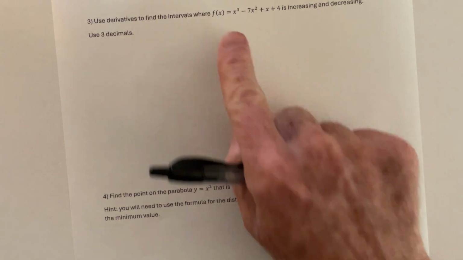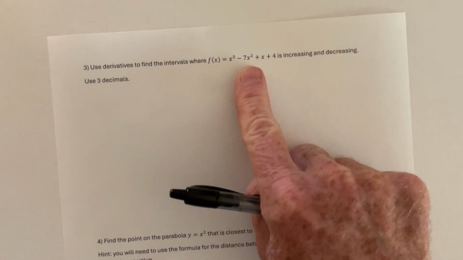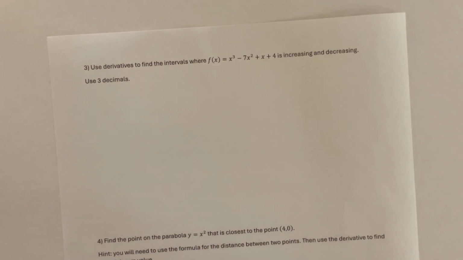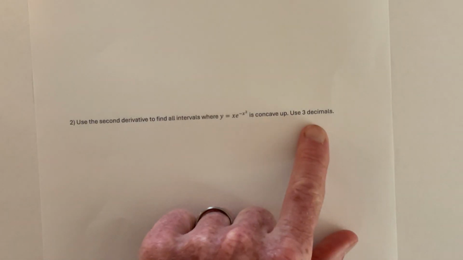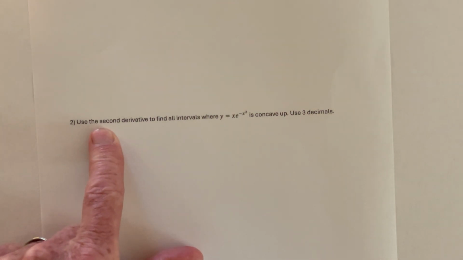So this is similar, although when you take the derivative and set it equal to 0, you'll probably have to use the quadratic formula, and that's how come I said use 3 decimals. And then similar on this one, use 3 decimals, so you're probably going to have to do some algebra after you take the second derivative. And I'm going to do one similar to this with the second derivative to see where the function is concave down.